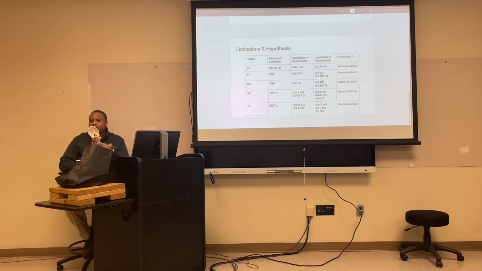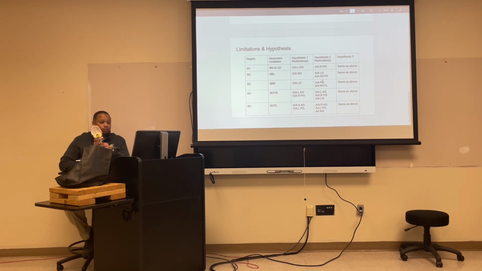We know that with side bending to the right, the atlas has to rotate left, so that could be a possible restriction. That's part of hypothesis 2. All right. So vice versa for side bending left. So side bend the right, side bend the left, vice versa. I'm not gonna go through both of those again.